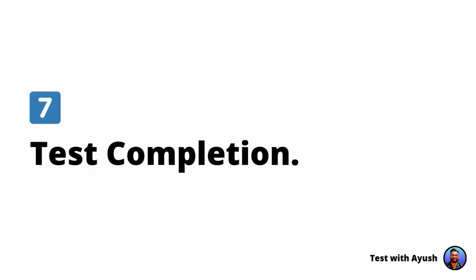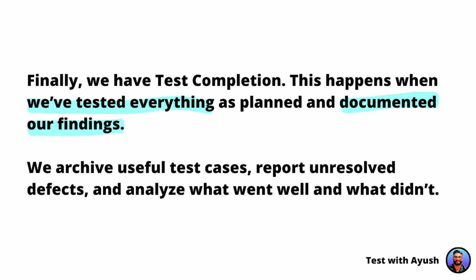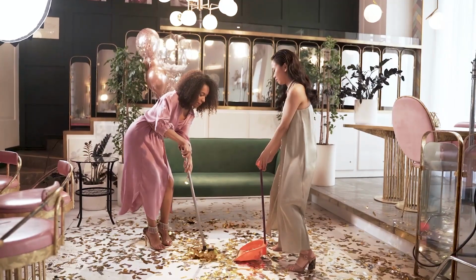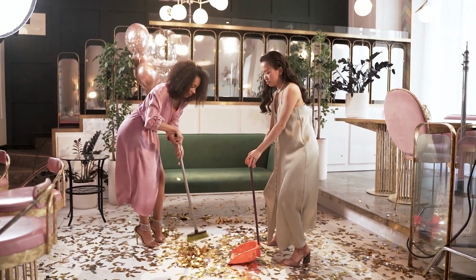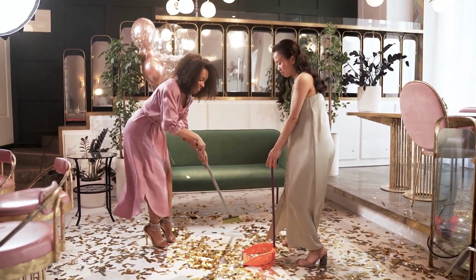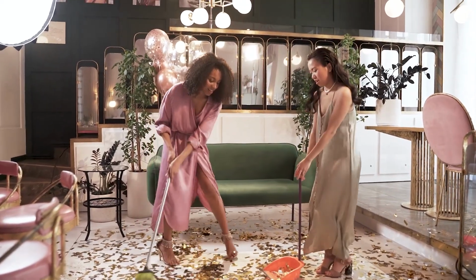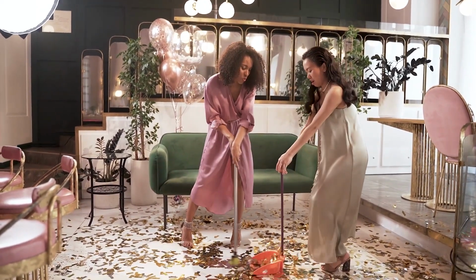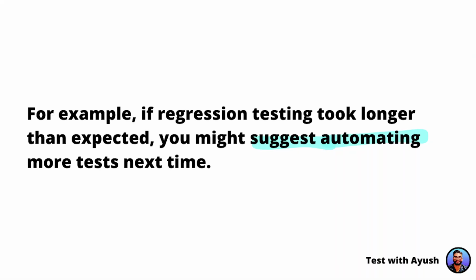Number 7, test completion. Finally, we have test completion. This happens when we have tested everything as planned and documented our findings. We archive useful test cases, report unresolved defects, and analyze what went well and what didn't. It's like cleaning up after a big party. You throw away unnecessary items, store useful things for the next event, and note down lessons for future parties. For example, if regression testing took longer than expected, you might suggest automating more tests the next time.